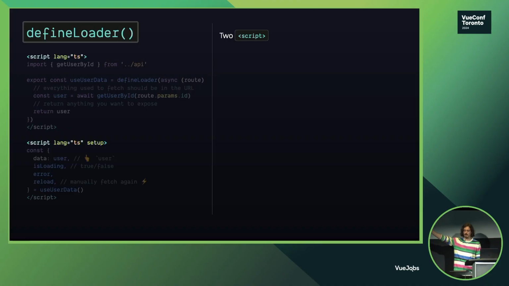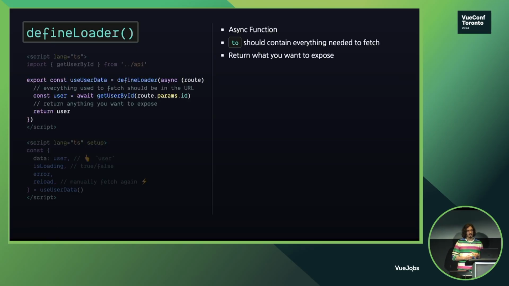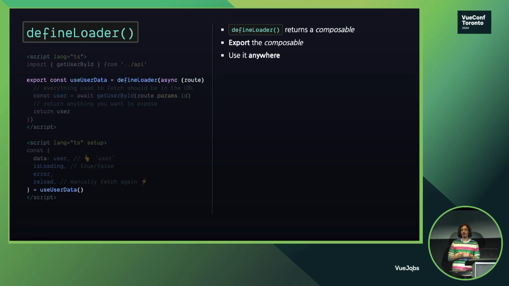So we have two script tags. We have the regular one and the setup. We define the fetching, the loader, within the first script here with the function, as I said, and it returns this composable. That's why I name it use something. In this case, I think it's useUserData, yeah. And with this composable, we also have to let the router know that it's attached to a page. That way, the router can load the data, or rather run the loader, whenever we go to this page.